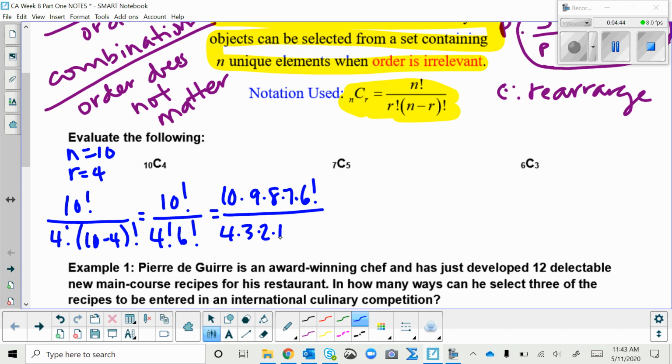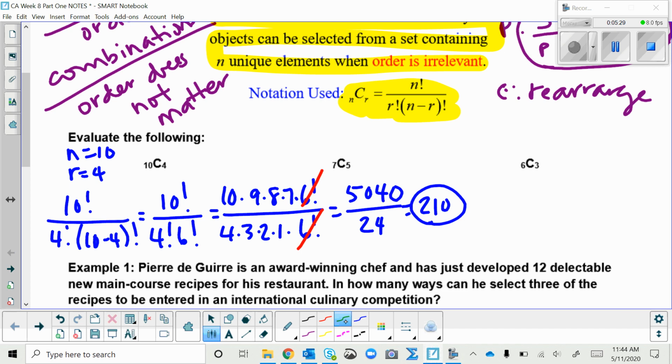Here's my 4 factorial. 6 factorial I'm going to leave without breaking it down because I know I can just cancel it out with the one up top. And now you can multiply across the top and bottom. That gives you 5,040 on top, and then multiply across the bottom. That gives you 24. Dividing those things gives you 210. So if you had 10 items and you were choosing 4 and rearranging them, how many groups could you make? Groups of 4. There's 210 ways that you could do that.